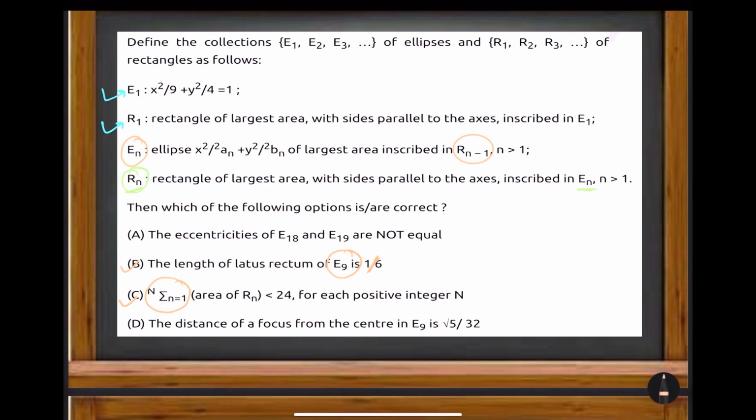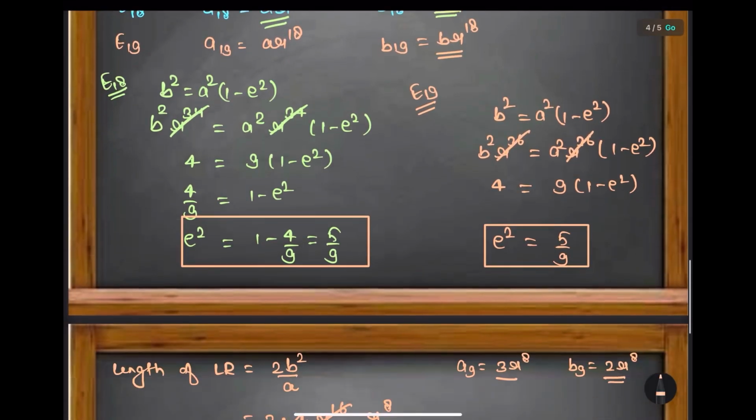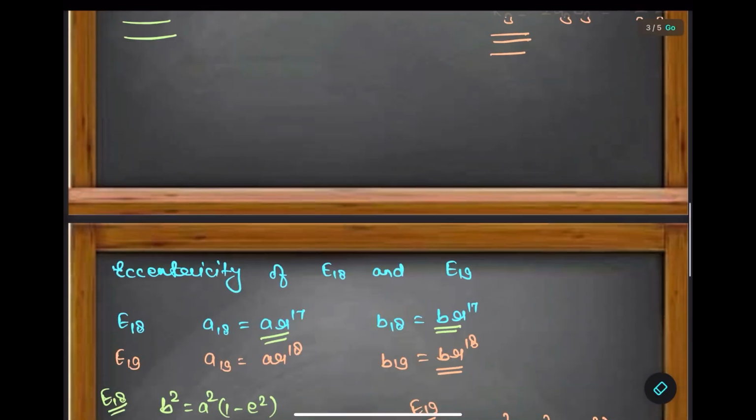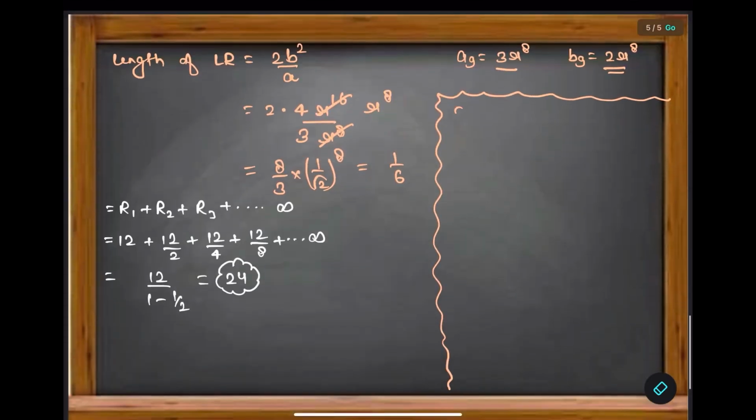Now, the distance between the focus and the center of E9. So we will find the focus of E9. You know that the focus will be at AE comma 0. So these guys are talking about E9. Let's check E9. I'll go with A9. A9 is A r power 8. B9 is B r power 8.